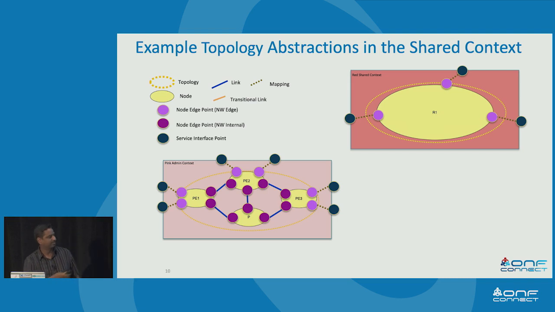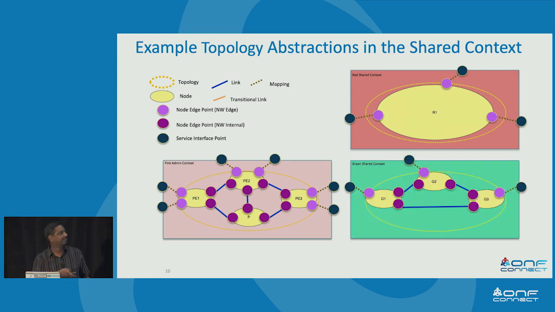Okay, I don't have this here, but anyway. So it only sees three interface points here, not six, like the admin context does, right? Because the client is connected only at three points. The red client is connected to the other three points. So it has three service interface points and three node edge points, but it has a single node view.